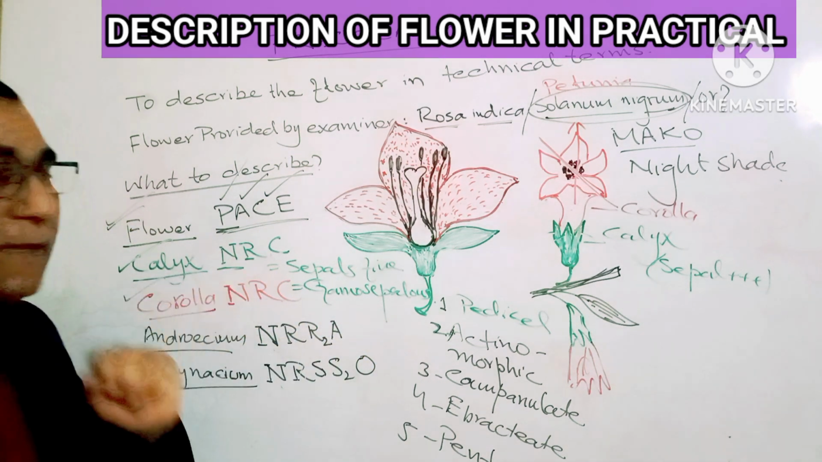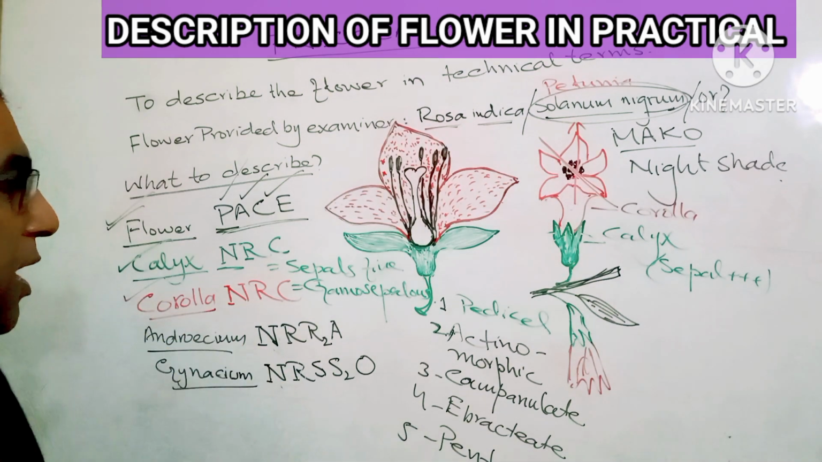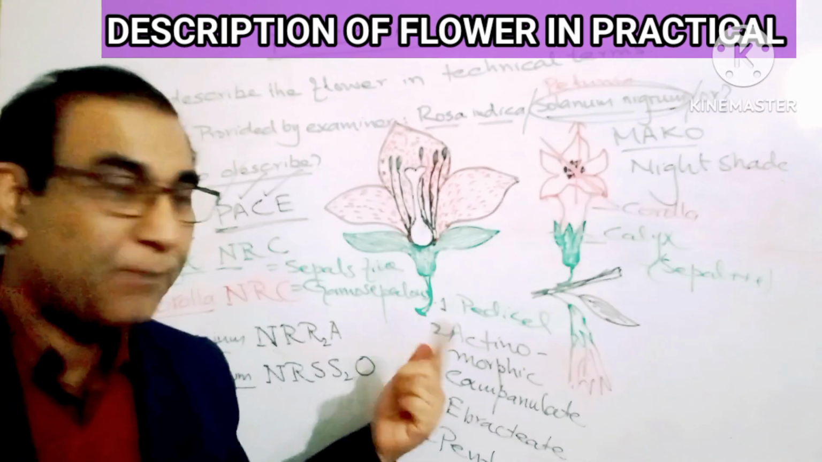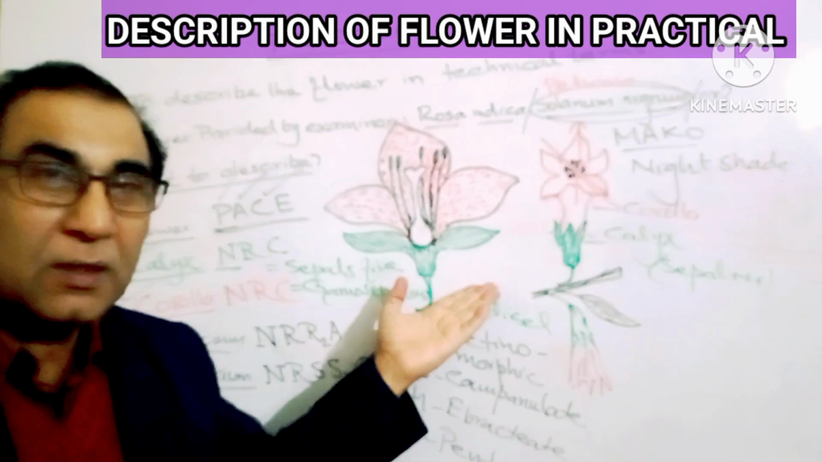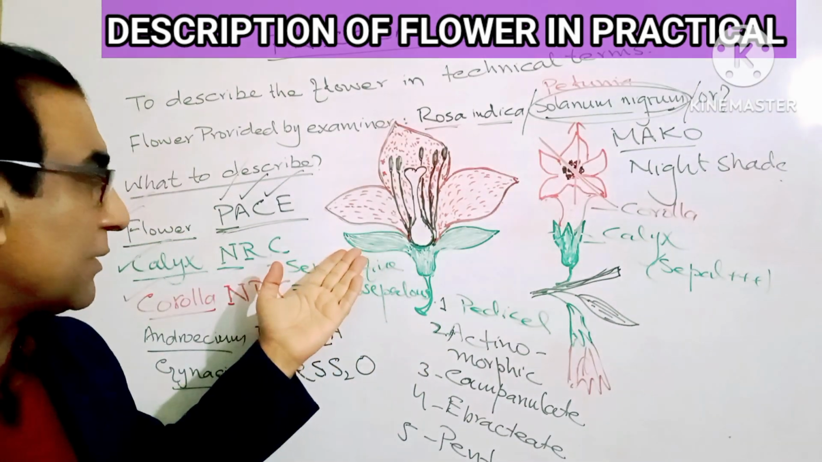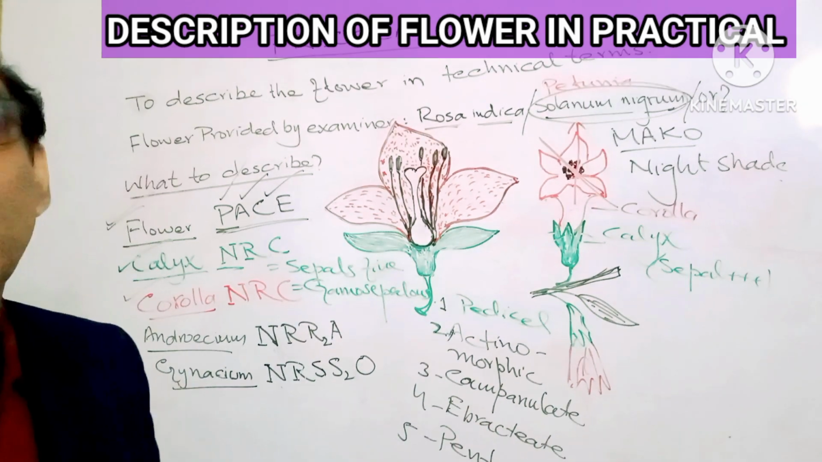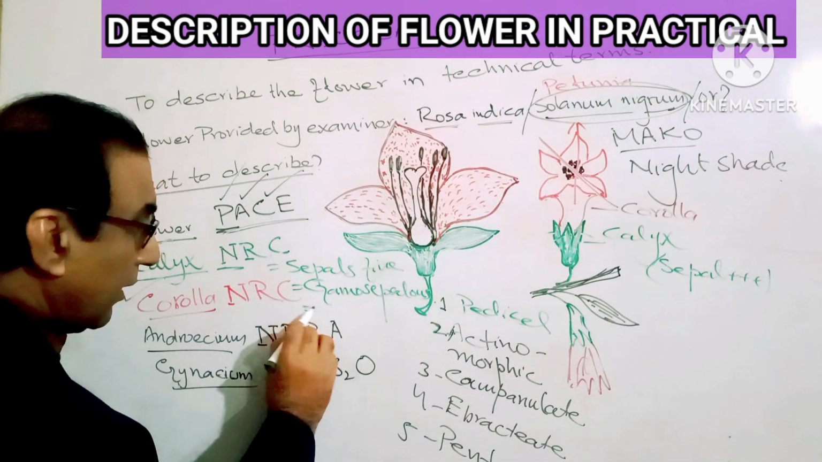Next is C. You have to tell the color of the calyx. From here you can see the sepals are green in color. So very clearly you can say green in color.